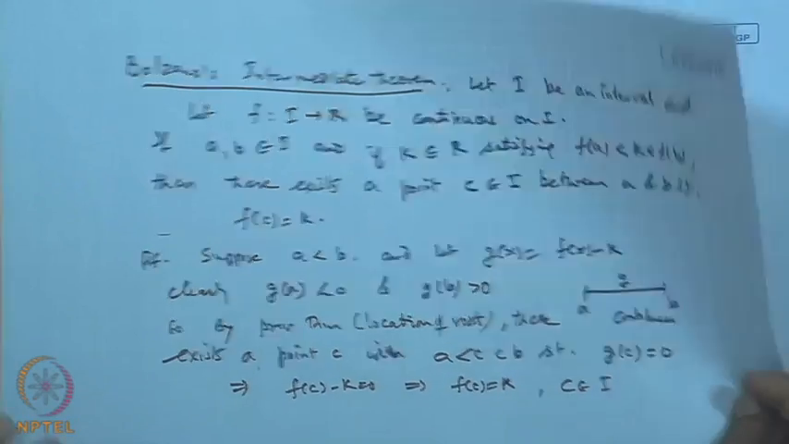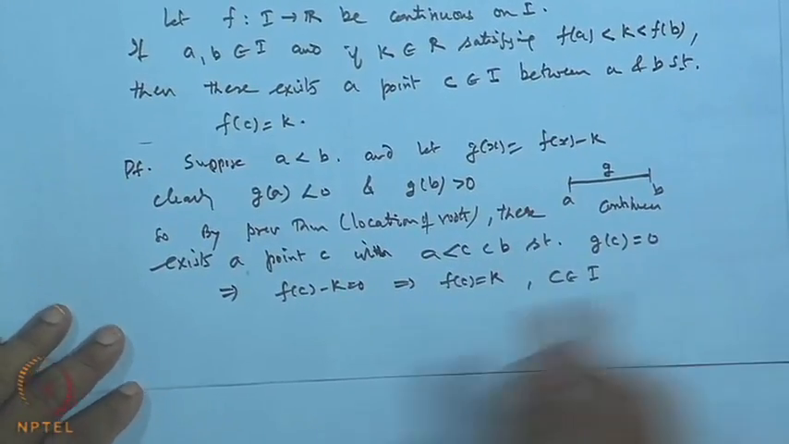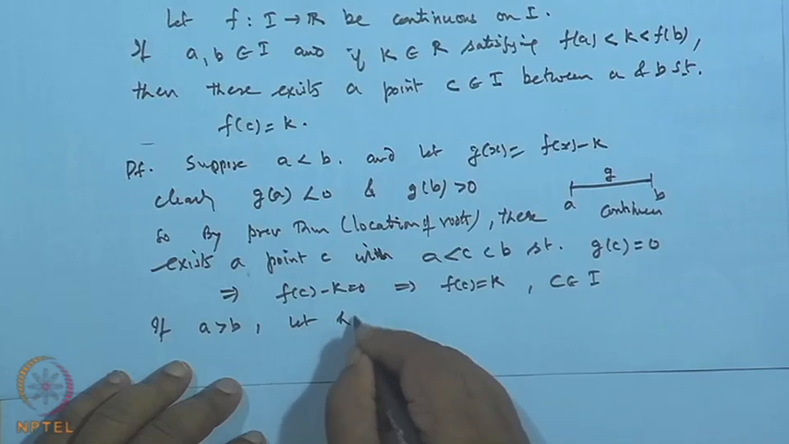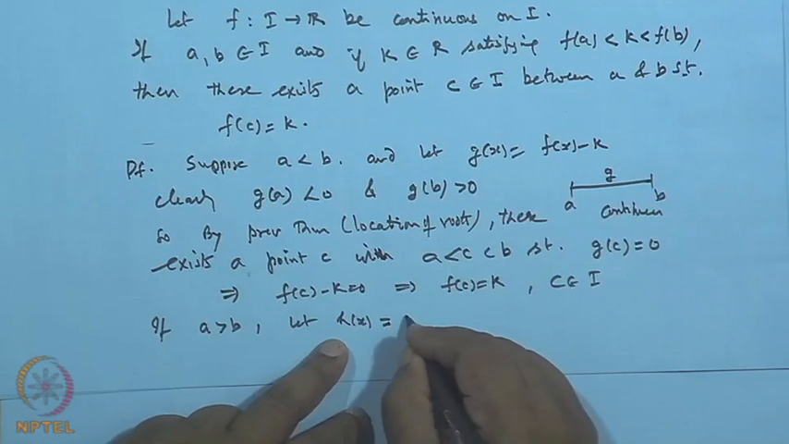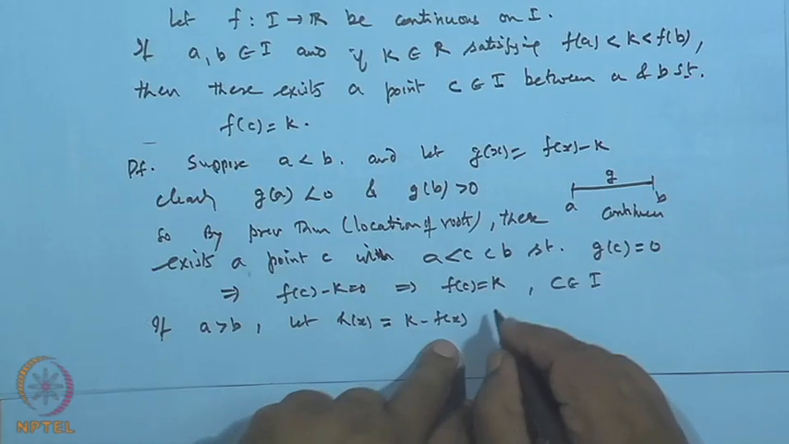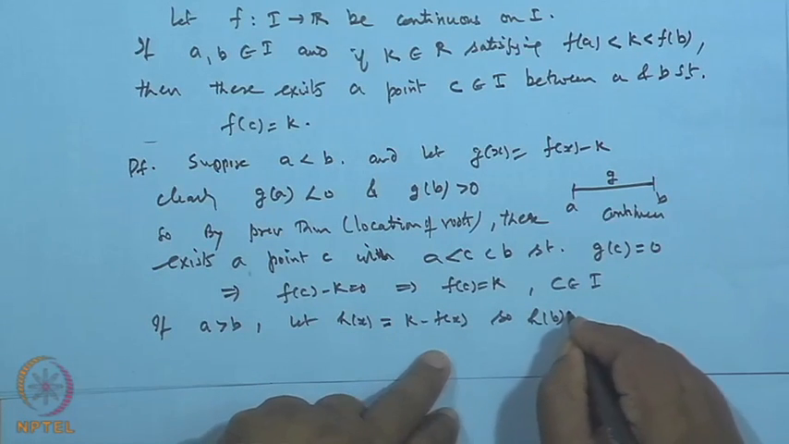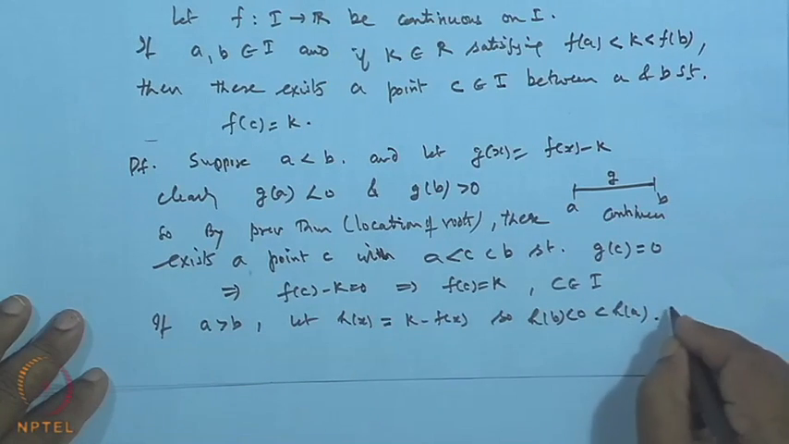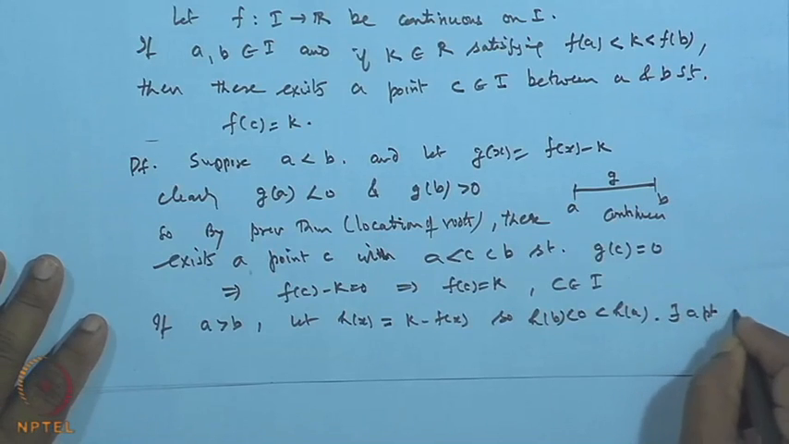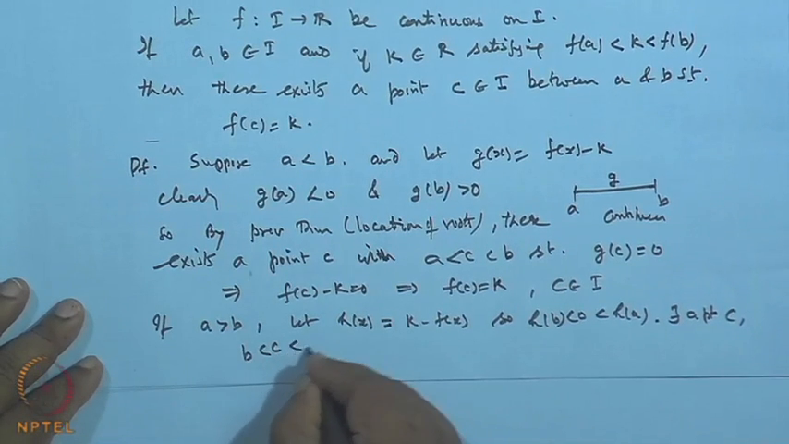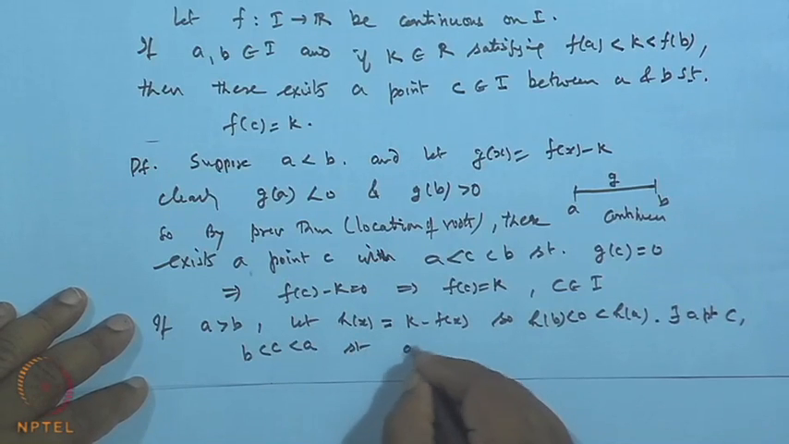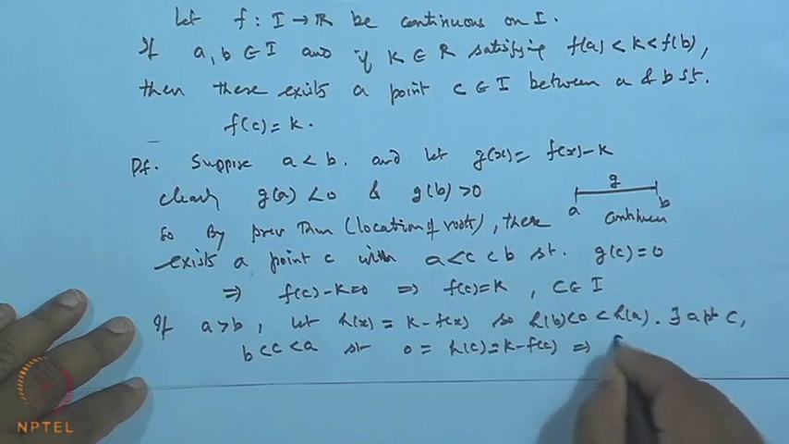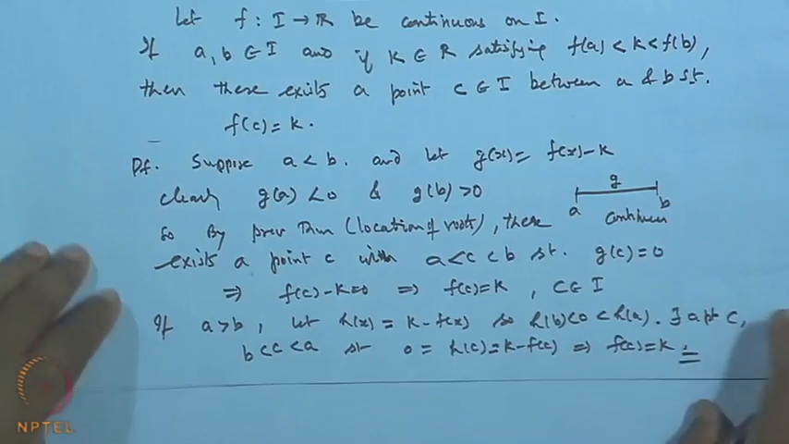Similarly, suppose a is greater than b. Then what happens? You consider the function h(x) equal to k minus f(x), so that h(b) will be negative and h(a) will be positive. So again there exists a point C lying between b and a such that the value of h will be 0 at this point, that is, k minus f(c) is 0. So this implies f(c) is equal to k, and that proves it.